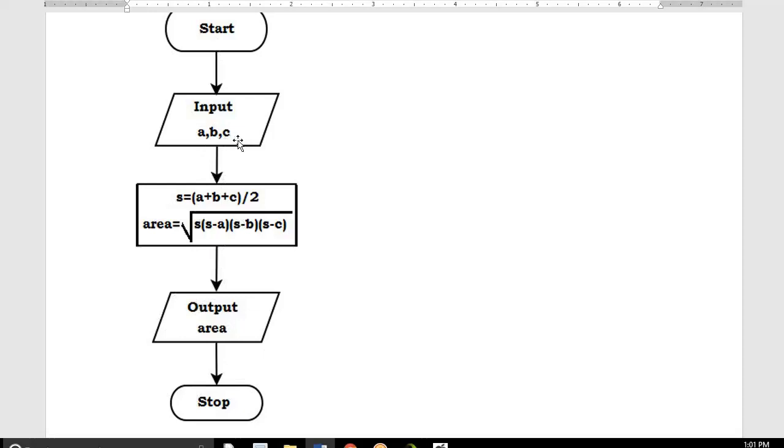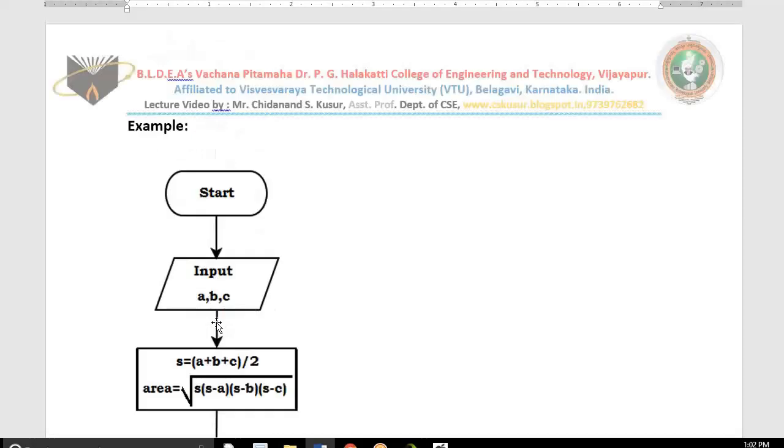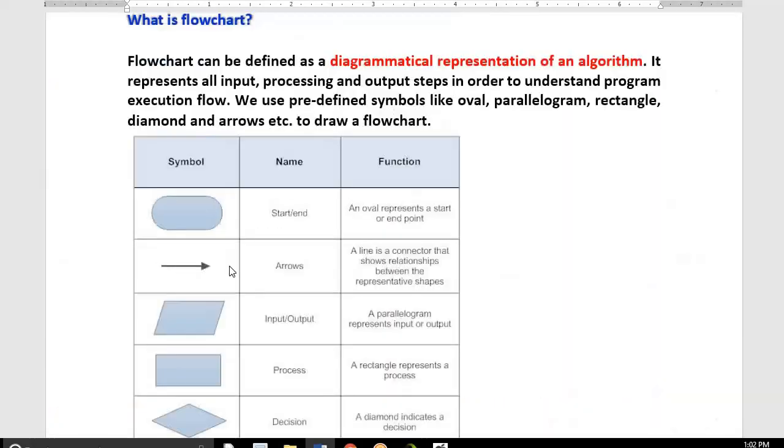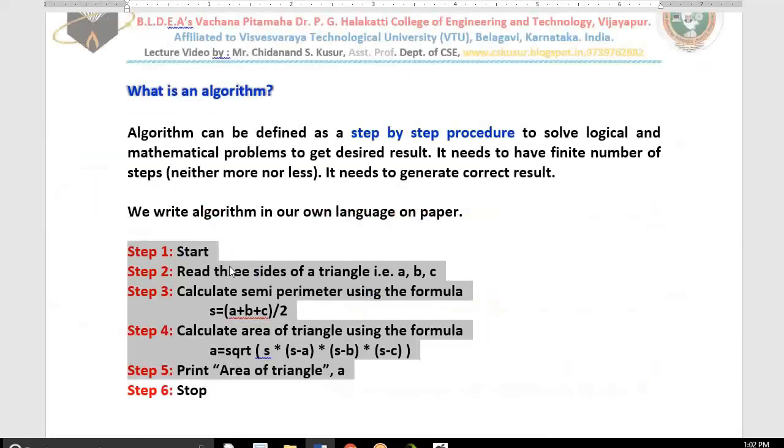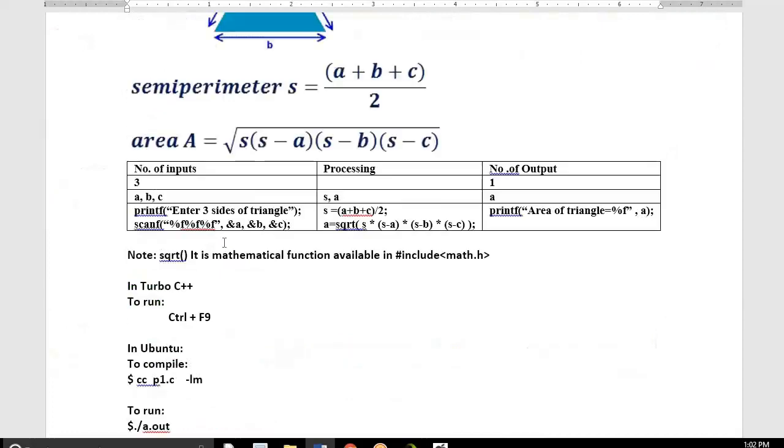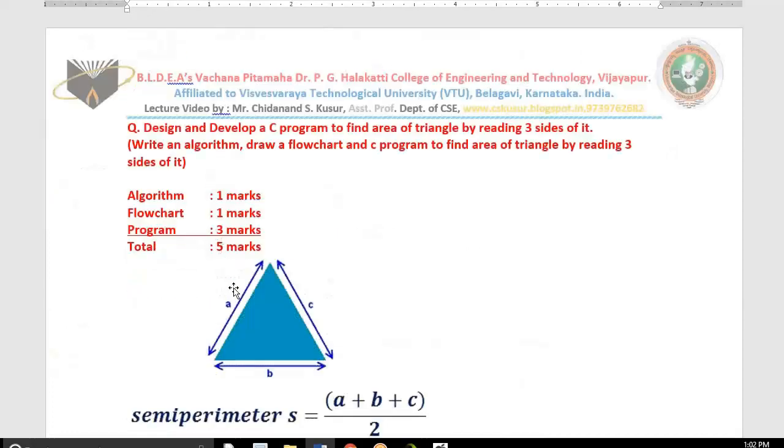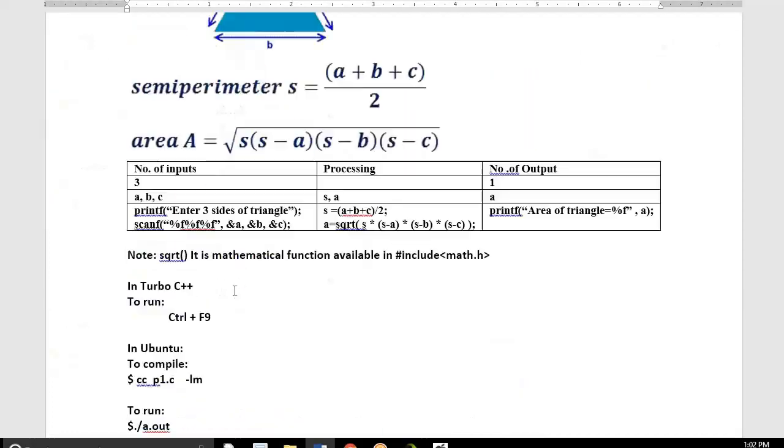I am taking 3 inputs. I am calculating S and area. I am printing area. Even you can print S also. This is all about the flowchart. Now you scored 1 mark for the flowchart. You scored 1 mark for the algorithm. Next you need to score the remaining 3 marks. How to score the remaining 3 marks?